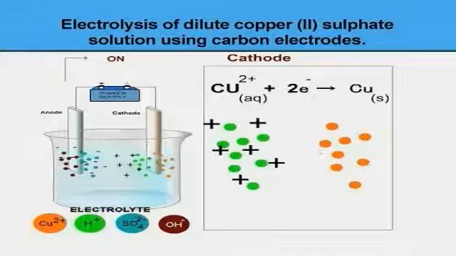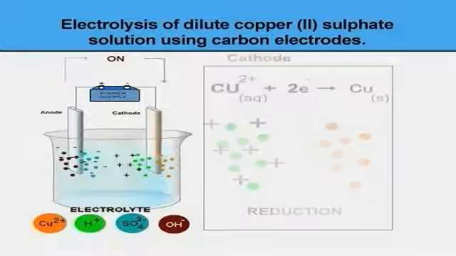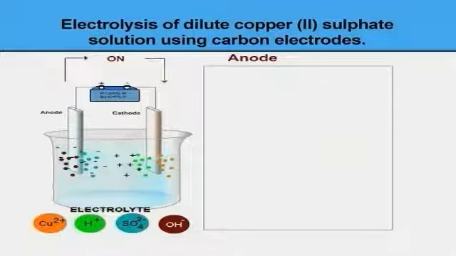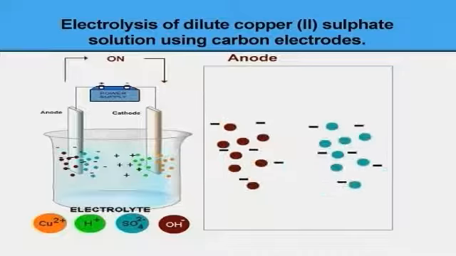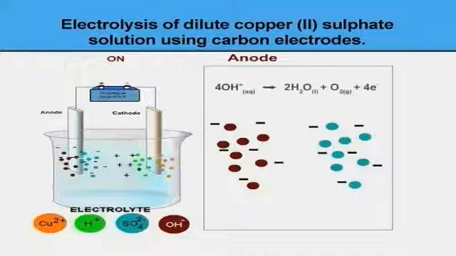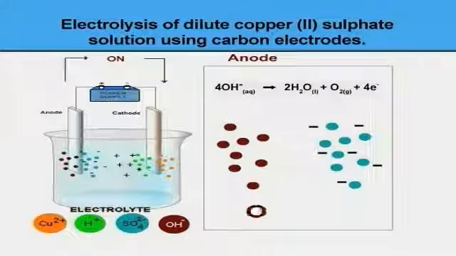Copper 2+ ions gained electrons, therefore reduction took place. At the anode, both sulfate and hydroxide ions from the water are attracted towards the anode. However, hydroxide ions will be discharged preferentially as they give up electrons and are oxidized more readily than the sulfate anion. Hydroxide ion lost electrons, therefore oxidation took place.